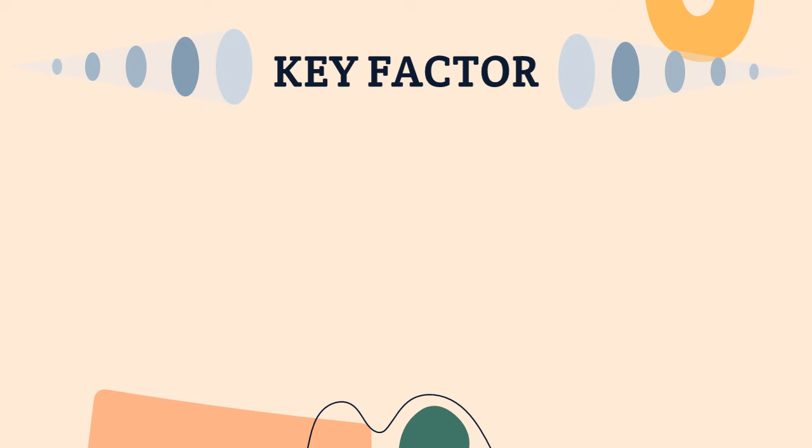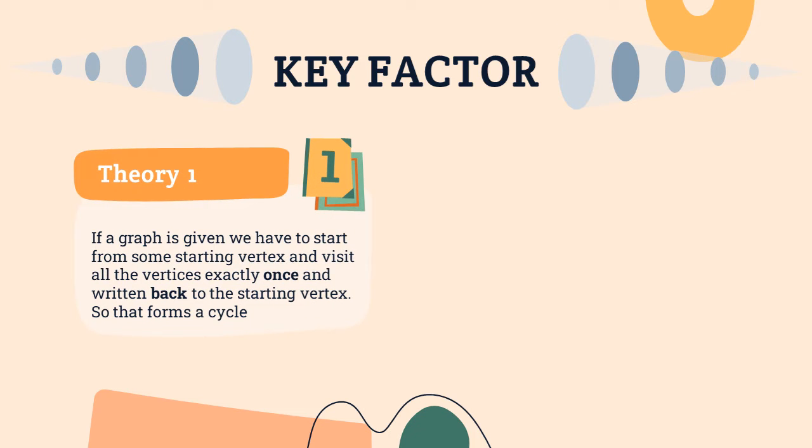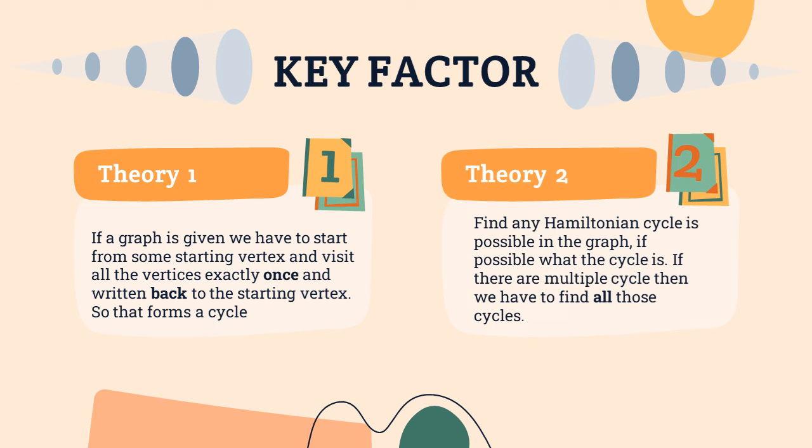Here are some key factors of the Hamiltonian cycle. The first concept is that if a graph is given, we have to start from some starting vertex and visit all the vertices exactly once and return back to the starting vertex so that it forms a cycle. The second thing is to find whether any Hamiltonian cycle is possible in the graph. If possible, what the cycle is. If there are multiple cycles, then we have to find all those cycles.